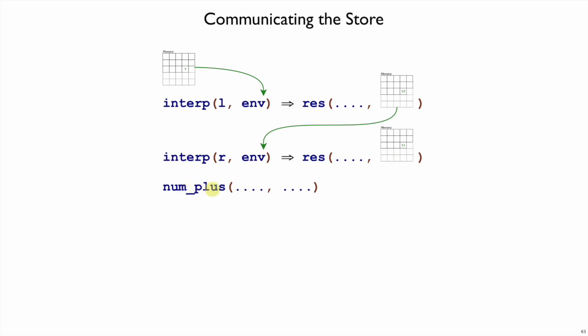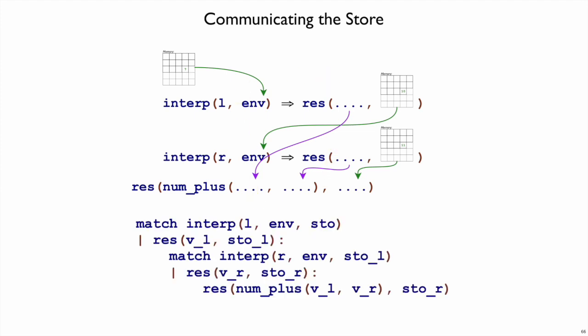Now when we actually add the numbers, we only need these two results. We don't need the store. But then after we've added the numbers and we want to return it from interp, we need to return that store as well. That is, we're going to have to build a res to return the added numbers along with this current store. Meanwhile, the two numbers that we got back from interp of L and interp of R, that is what went to num plus.